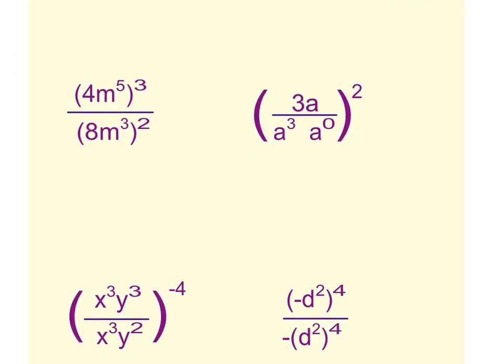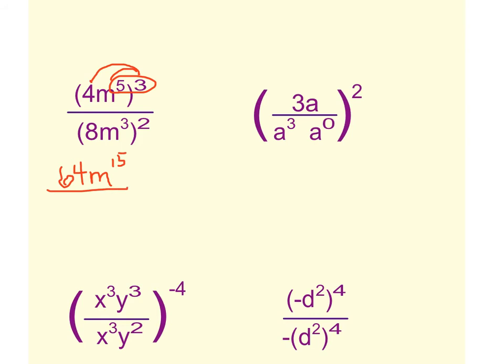All right, next one has a little bit of work to do before we deal with this overall division. If you notice, we've got parentheses raised to the 3rd power, so we're going to have to bring that in on the top and bottom. So on the top, we can kind of do this in our heads a little bit. So 4 to the 3rd power, 4 times 4 is 16, 16 times 4 is 64. And then m to the 5th power to the 3rd power, multiply those and get m to the 15th power.